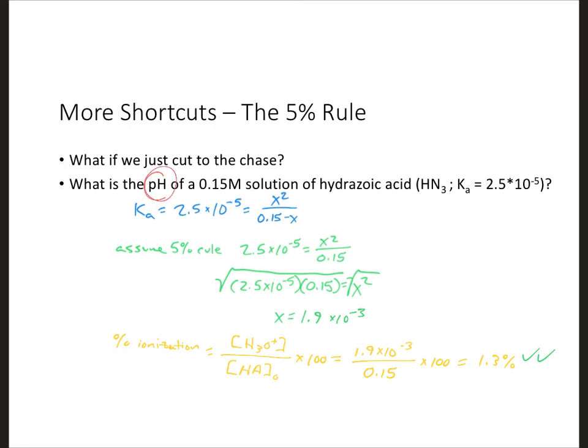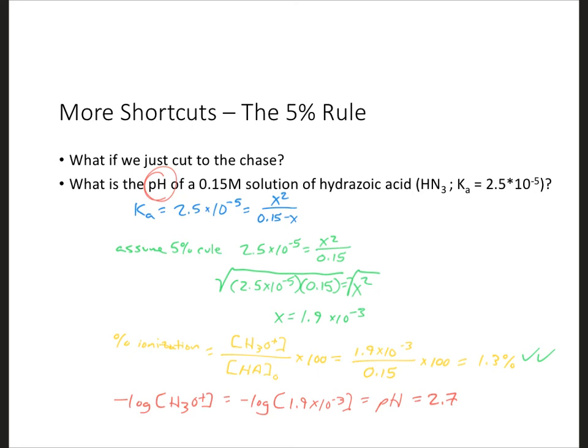So let me go ahead and take the negative log of my H3O concentration, which in this case is the negative log of that x value that I had, 1.9 times 10 to the minus 3, and the pH that I get is going to be 2.7. So definitely still an acidic solution. It's just a weak acid because not a lot of it actually ionized to go into solution.